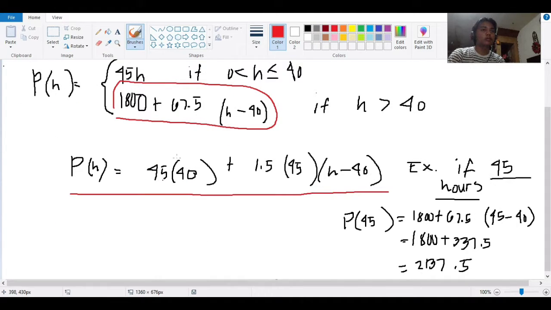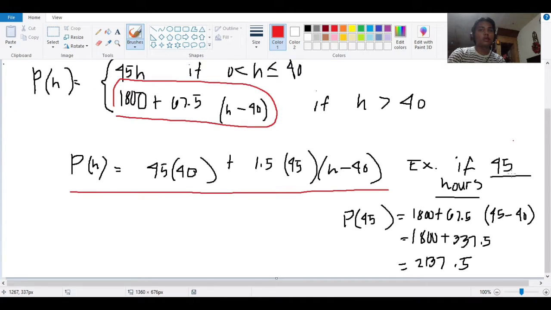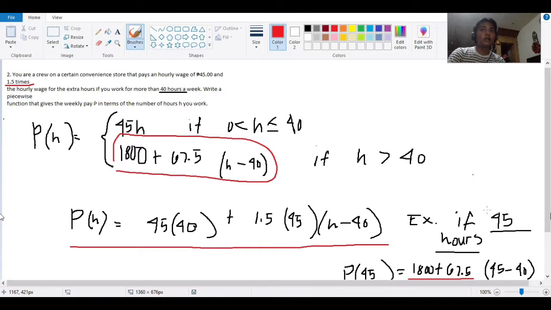45 multiplied by hours is 40 plus 1.5 is this. 45 h minus 40. If we had, let's say, 45 hours, we would just plug in 45 here in h, then subtract this, then we get this. Our final answer is 2137.5. That is only if we work for 45 hours a week.